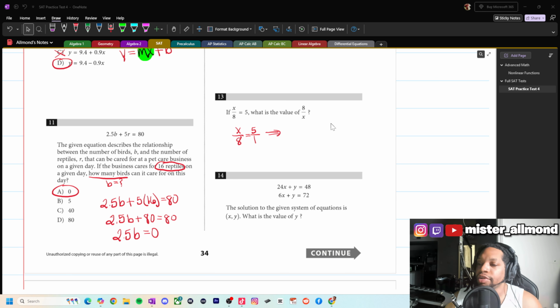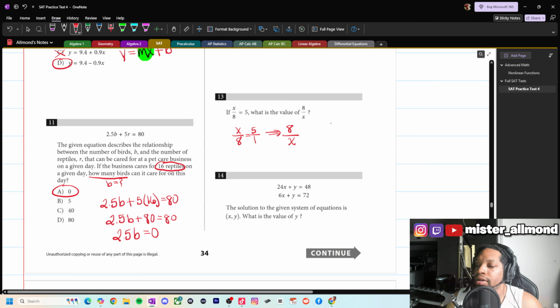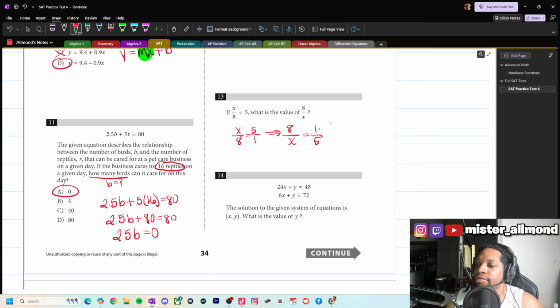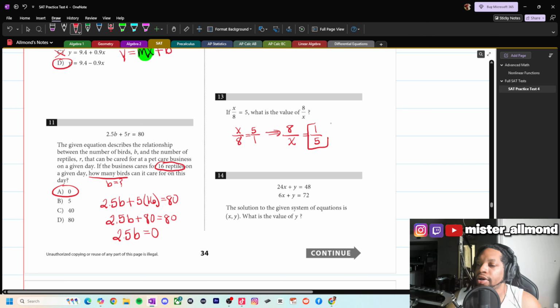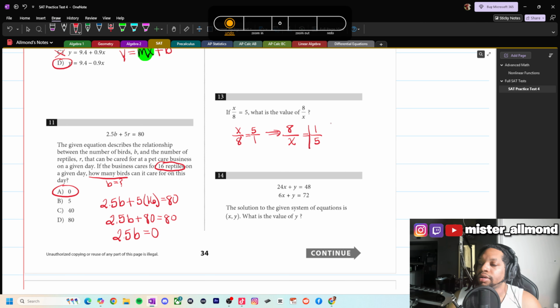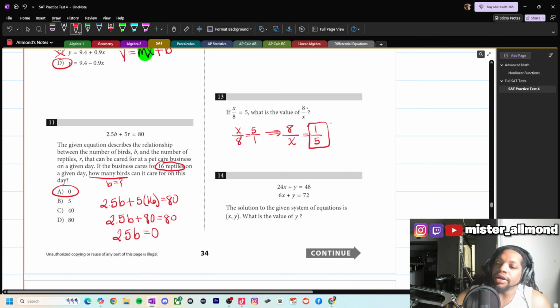But yeah, if I flip the left side, I get 8 over x. And then if I flip the right side, I get 1 over 5. So 8 over x equals 1 over 5. If you didn't know that, I guess technically you could solve for x and then just do 8 divided by whatever you get. But obviously this way is a lot quicker.